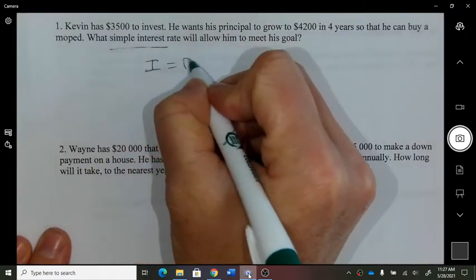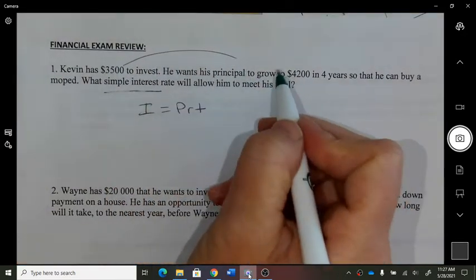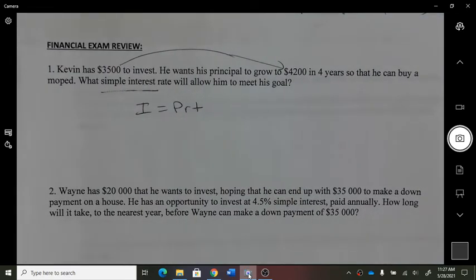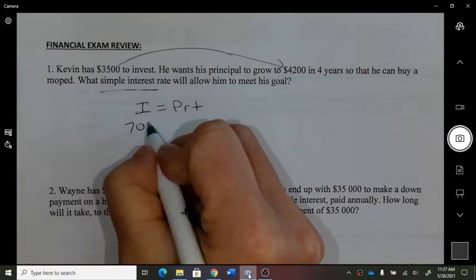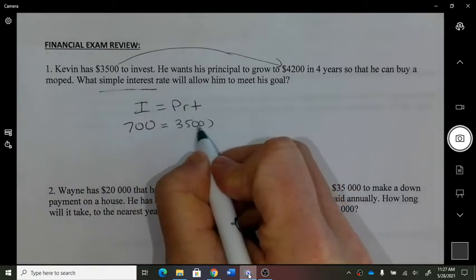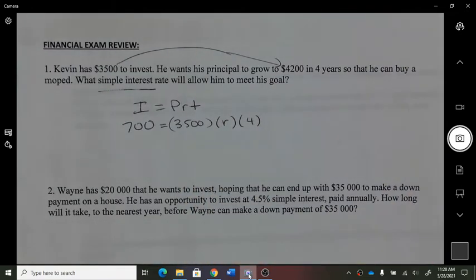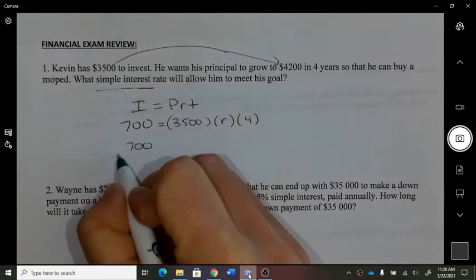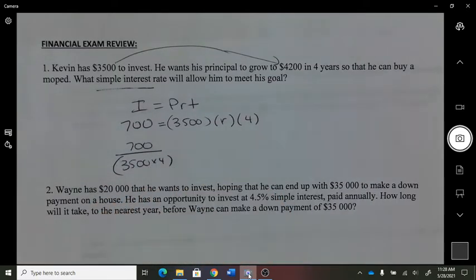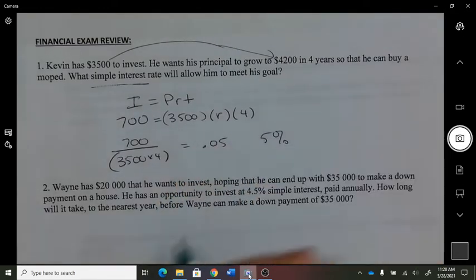I equals PRT is the simple interest formula. In order to grow from that to that, the interest that you would make is $700. The principal was the $3,500 I put in. The rate is what I don't know, and the 4 is the time. So in my calculator, I'm doing 700 divided by brackets 3,500 times 4. My calculator gives me 0.05 or 5% interest rate.